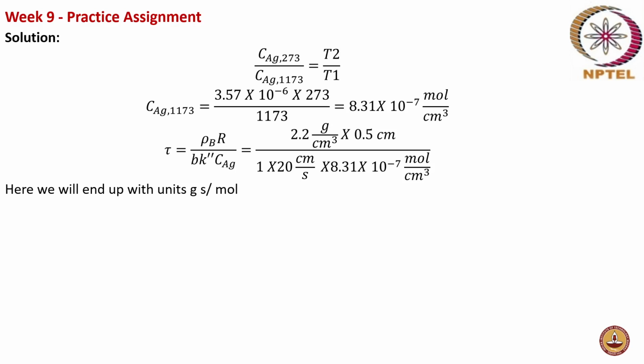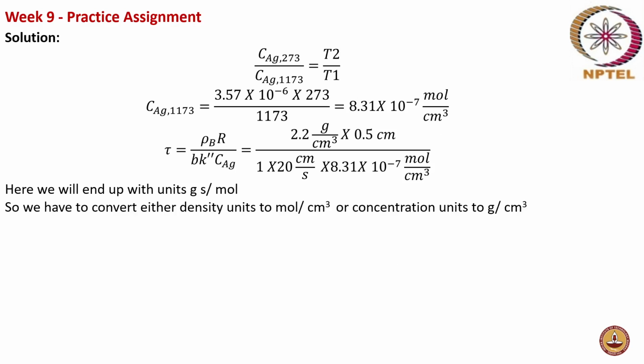Right? Because the density is in gram per centimeter cube, whereas the concentration is in mole per centimeter cube. So what do we have to do to make the units consistent? We have to convert either the density to mole per centimeter cube or the concentration to gram per centimeter cube. So now, converting the density to mole per centimeter cube.